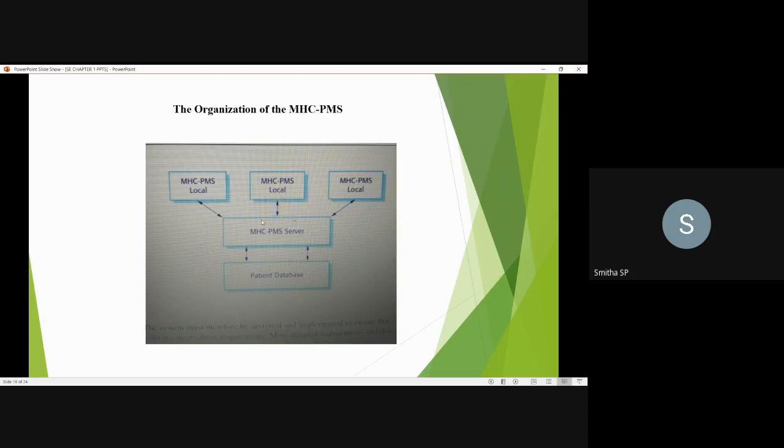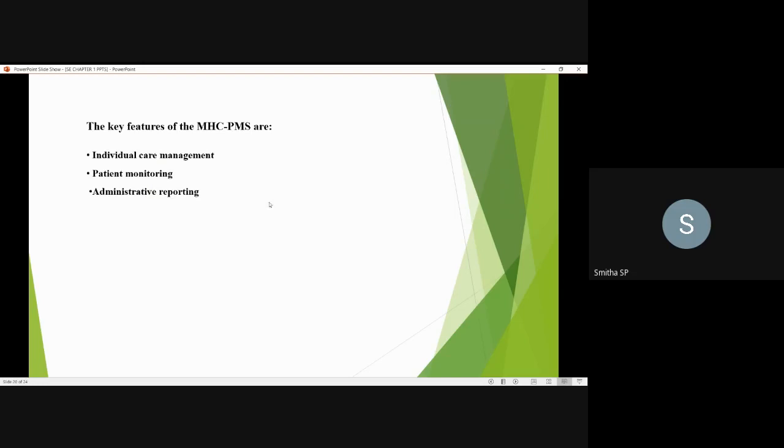Next, we shall see the key features of the MHC-PMS, that is, the main features of the mental health care patient management system. It mainly includes three features: individual care management, patient monitoring, which can be done easily, and administrative reporting, which can also be made easier. These are the three key features of the MHC-PMS.